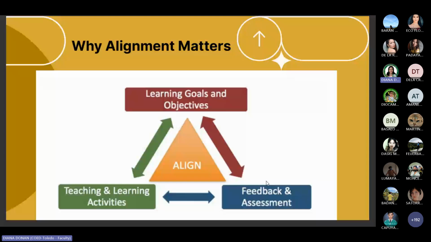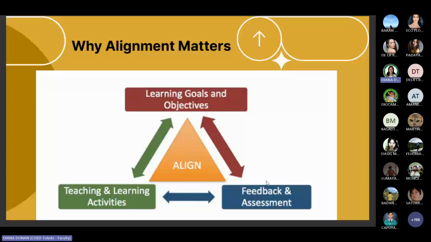So remember, for authentic learning to happen, our goals, activities, and assessments must speak the same language. Alignment ensures coherence, clarity, and success in the classroom.